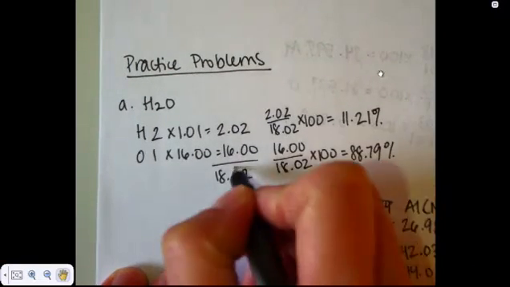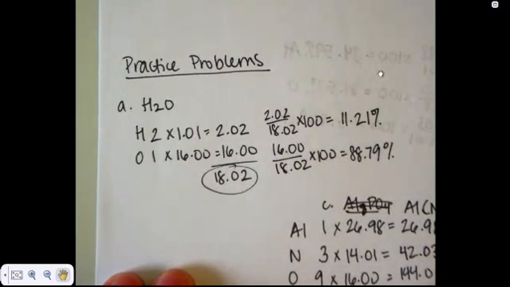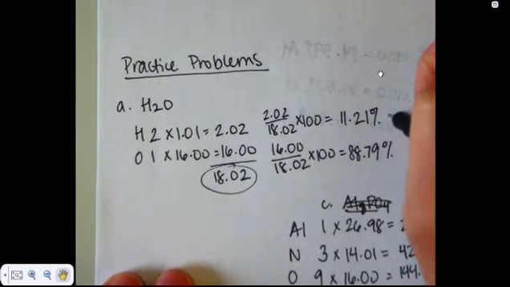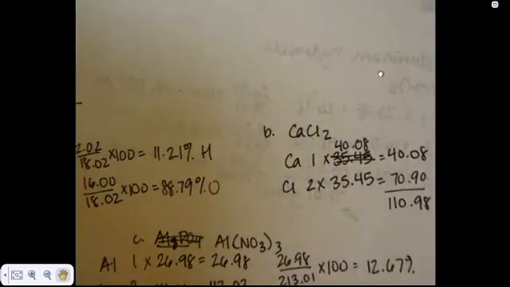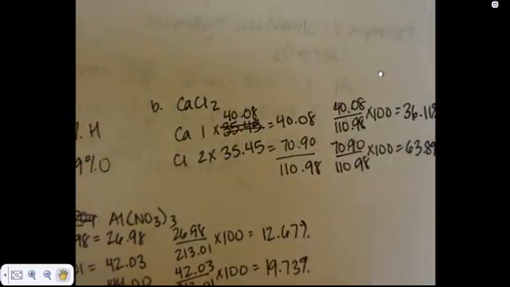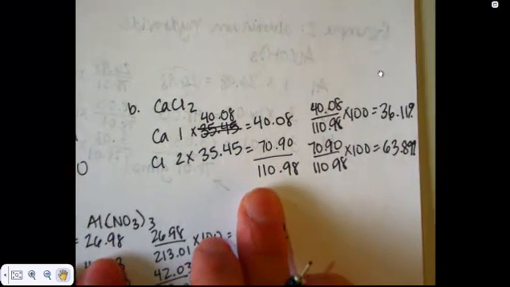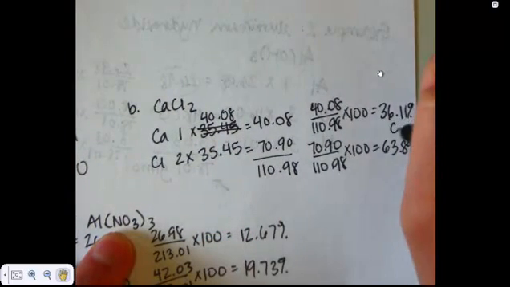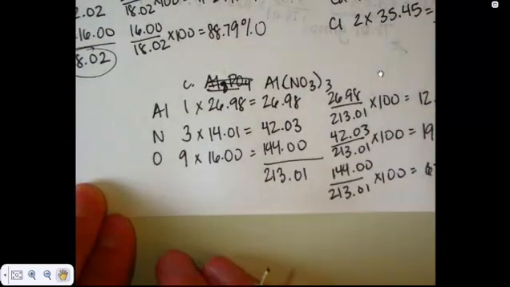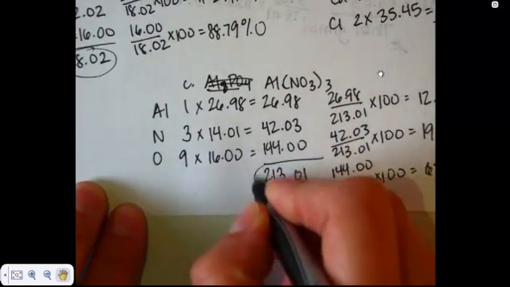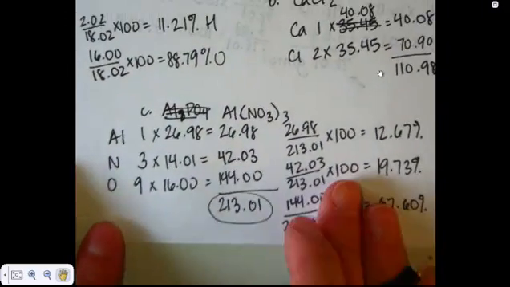For H2O, you should have gotten a molar mass of 18.02. For hydrogen, 11.21%, and for oxygen, 88.79%. For letter B, calcium chloride, CaCl2, a molar mass of 110.98. For calcium, 36.11%, and for chlorine, 63.89%. And finally, for aluminum nitrate, here's the formula. The molar mass is 213.01.